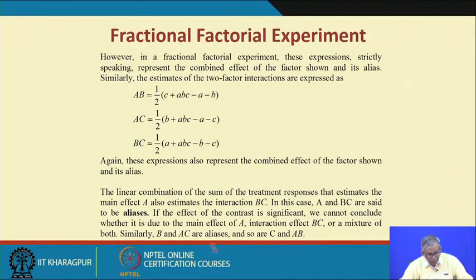So all the steps are given for conducting a fractional factorial experiment, and the important thing is that the linear combination of the sum of the treatment responses that estimates the main effect A also estimates the interaction BC. So you need to consider that A is equivalent to BC, B is equivalent to AC, C is equivalent to AB. That's why A and BC are said to be aliases. Similarly, B and AC are aliases, and similarly C and AB are considered to be aliases. This particular term we use.